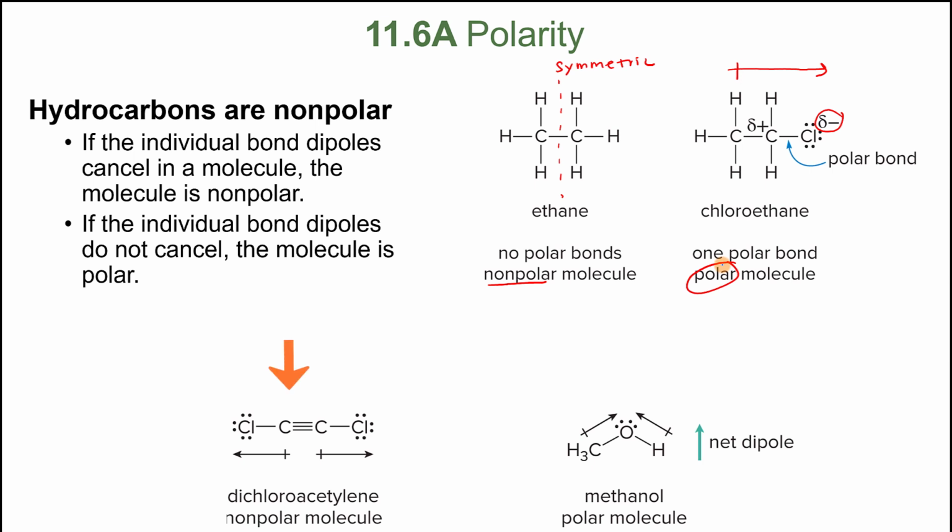If we look at dichloroacetylene down at the bottom, we can draw partial positive, partial negative here on both sides. But because the chlorines are pulling those carbons equally apart from each other, those cancel each other out. And it's also symmetric, so that one's going to be nonpolar. And then with methanol, there's polar bonds here. H has a different pole than the CH3, but that oxygen and those electron lone pairs here have a pole as well. So the net dipole is going in this direction, up. So this is a polar molecule.